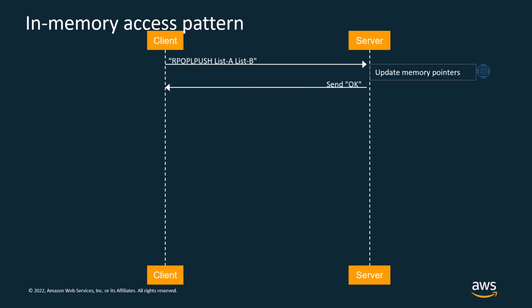There is a Redis command RPOPLPUSH, which stands for right pop, left push, that works with the list data structure. It takes an element from the end of one list and adds it to the beginning of the other list. All we need to do is pass the key names as arguments to the RPOPLPUSH command. So Redis receives this request and knows where the data is in memory. All that it needs to do is update the memory pointers for the list elements, which takes microseconds to complete. Once it's done, the server sends OK to the client, and that's it.